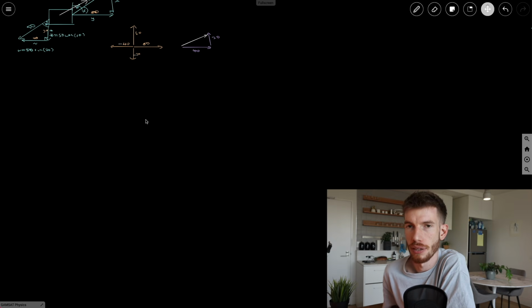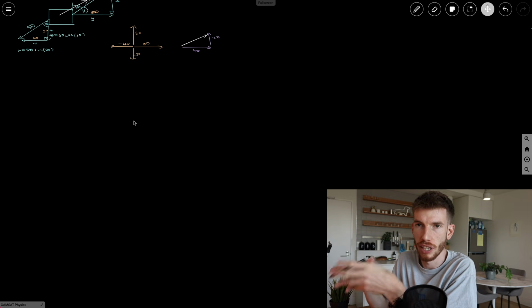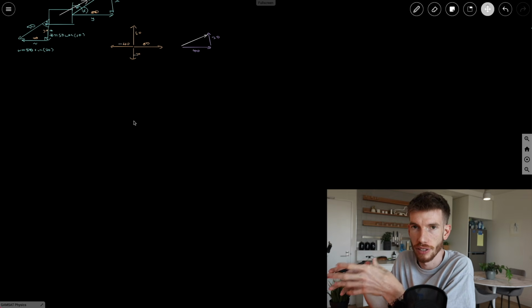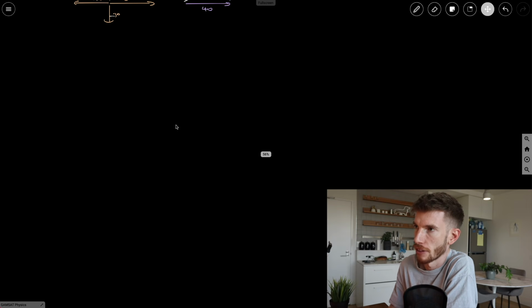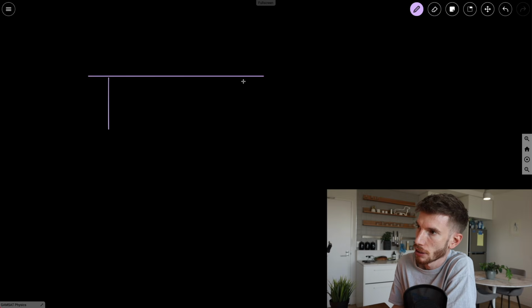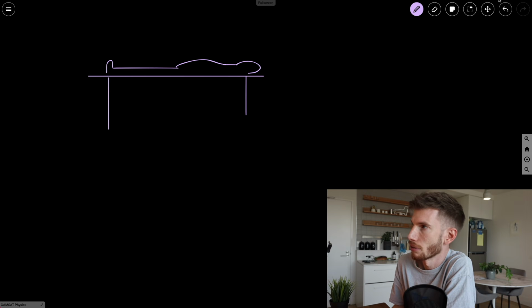Okay, so what we'll do now is we'll go through some more questions in kind of GAMSAT context to apply all of this, right? So let's first go through the concept of apparent weight and normal forces. So we can take, for example, the classic example of the patient on the bed, right? And then we'll just draw, oh, again, can't really get the head right. There we go. They're lying on the bed.